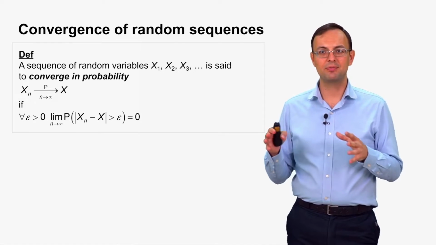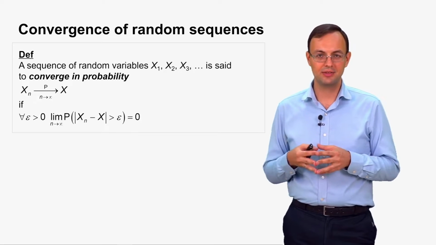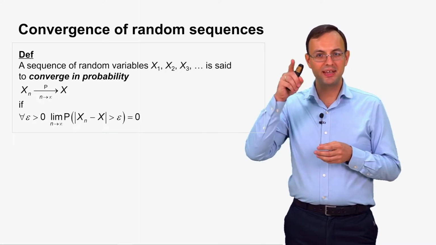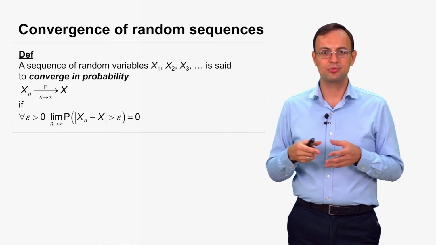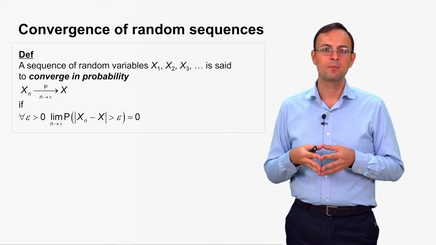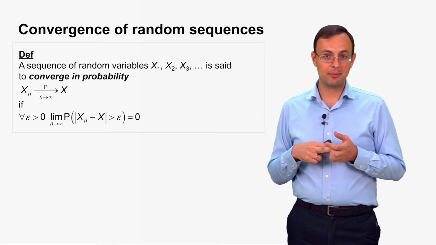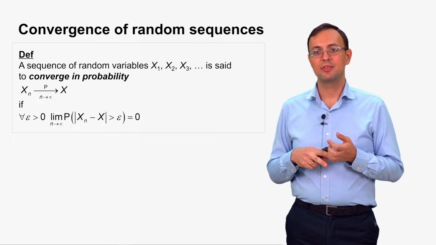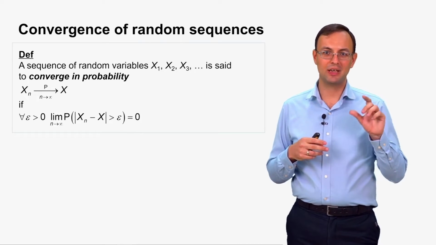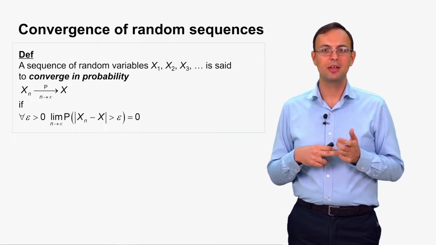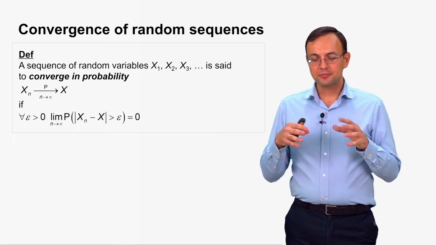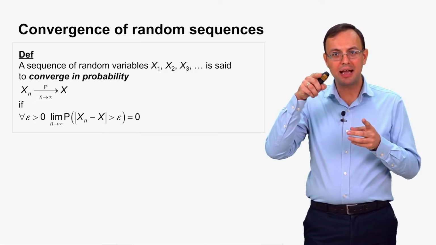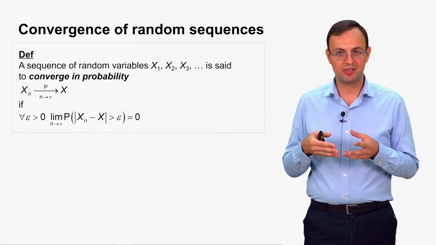A sequence of random variables is said to converge in probability, and the symbol we use for this type of convergence is a capital letter P over an arrow that shows us this limit, shows us convergence, if for any positive epsilon, the limit of the probability that the absolute difference between xn and x is more than epsilon is equal to 0. That means that you cannot guarantee that xn minus x is less than epsilon.